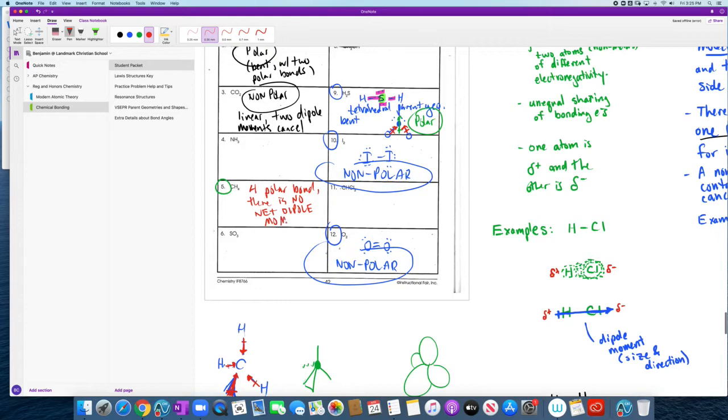And as a result, what type of molecule? You got it. Non-polar. I kind of ran out of room writing that in there.